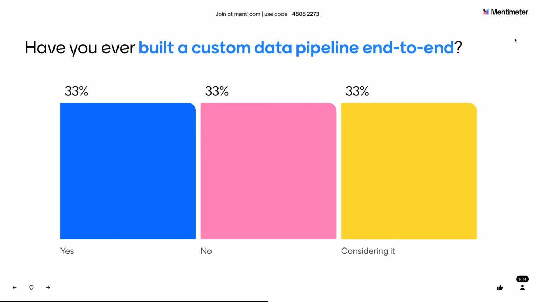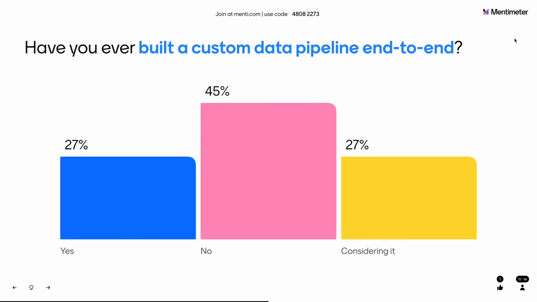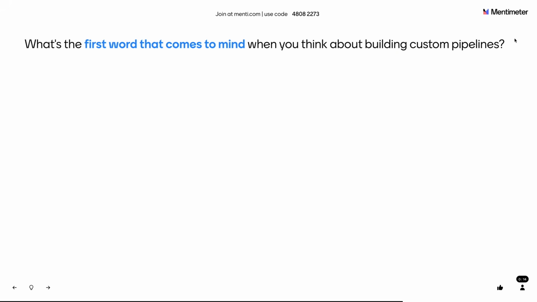Okay, so it's kind of a little bit split here. Let's see what we got. Last one. First word that you think of when you think, oh man, somebody just asked me to build a custom pipeline. So this could be, yes, I'm really excited about this. It may be, hello, Claude, are you there today? I don't know what your first words are, but let us know. I'm going to ask you later on, what's your process? How did you do 40 or 50?